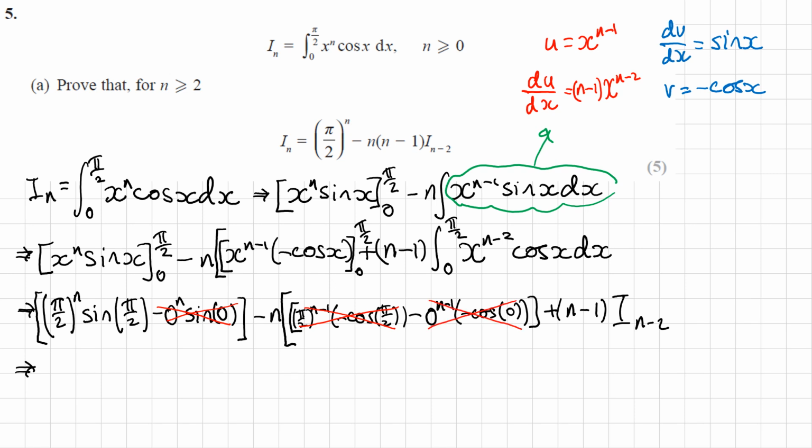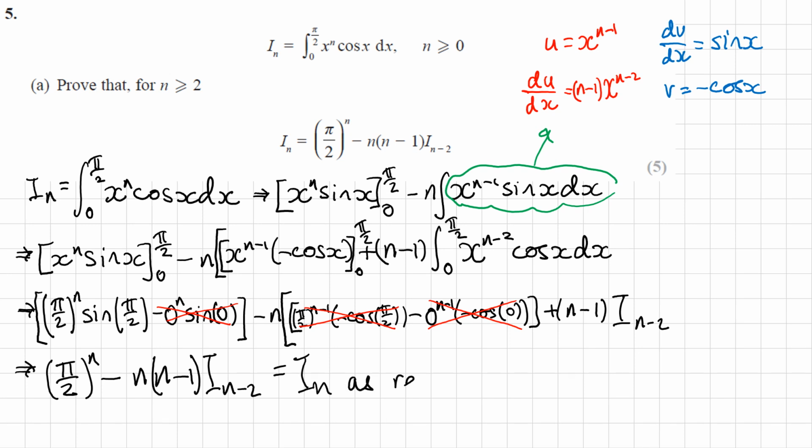So what are we left with? So pi over 2 to the power n, because sine pi over 2 is 1, minus, and then it's going to be n times n minus 1 times I sub n minus 2. So compare that to what we had. So that's equal to I sub n, as required.